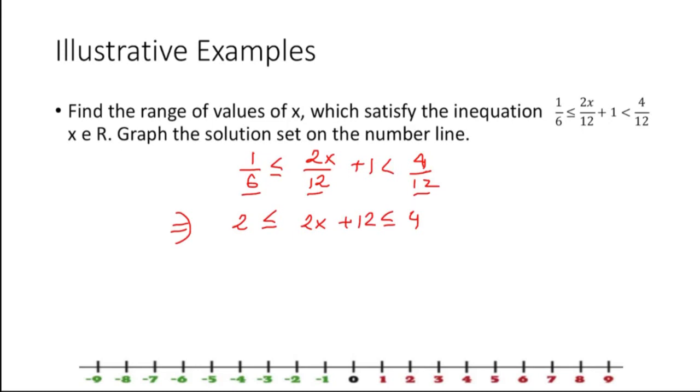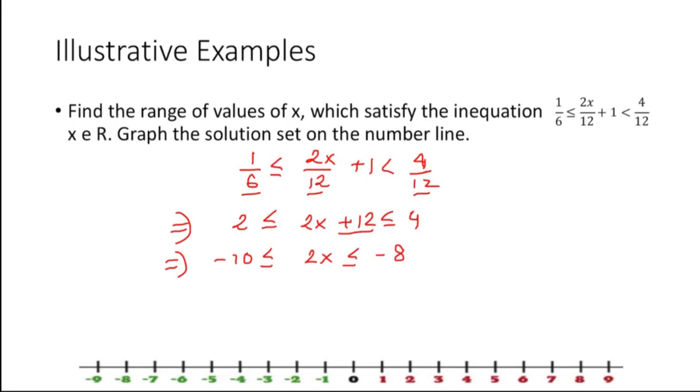Now we need to isolate all the like terms on one side. Here we have a variable and a constant. To isolate the variable, we need to subtract 12 on all sides of this inequality. If we subtract 12, 2 minus 12 is minus 10, less than 2x, less than 4 minus 12, which is minus 8.